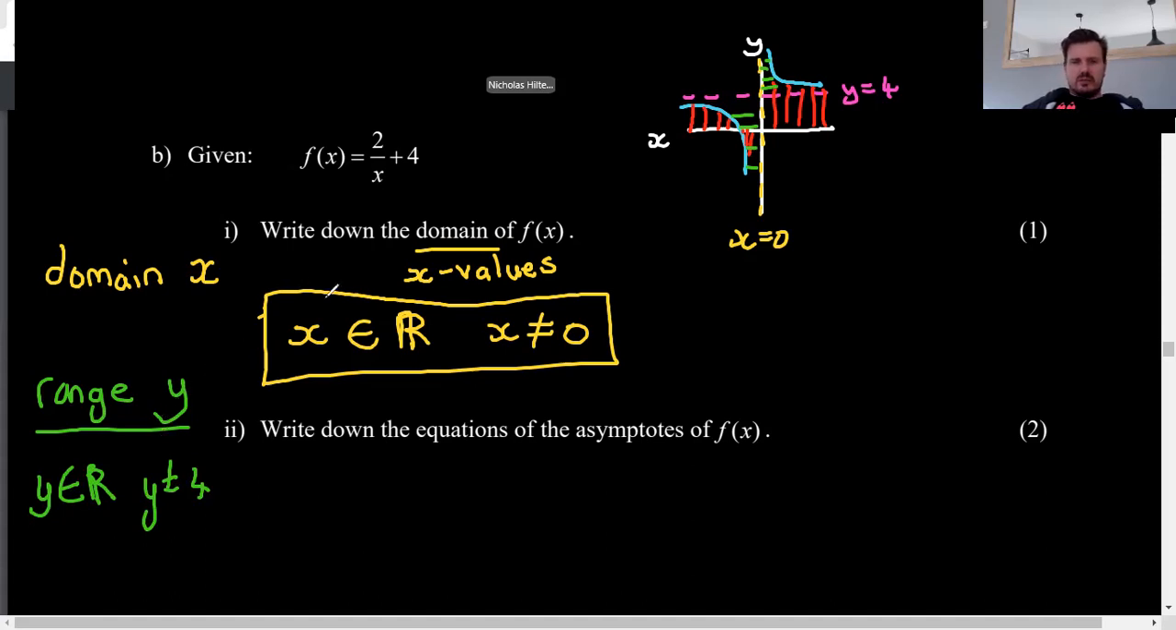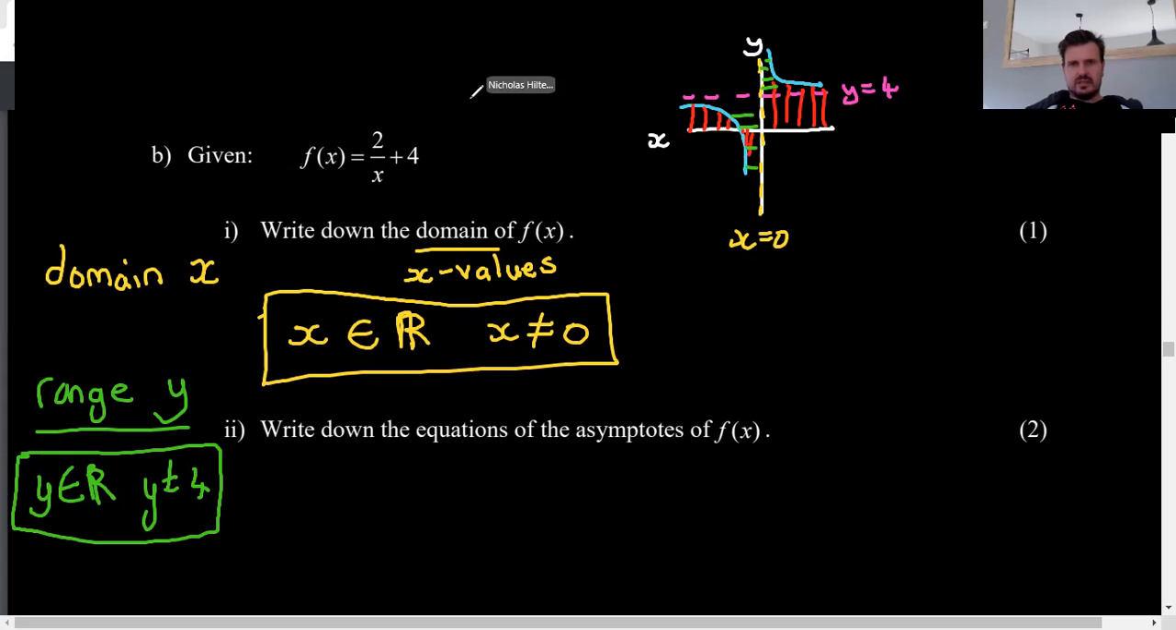So in summary, whenever you have a hyperbola, your domain is always going to be all real numbers except whatever the x asymptote is. And for the range, it's y is an element of real numbers, except for your y asymptote. So that's why it's very important to know your two asymptotes in a hyperbola.